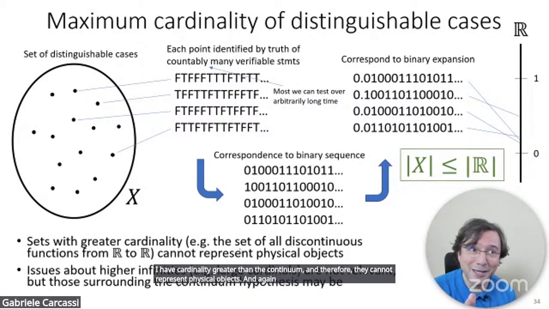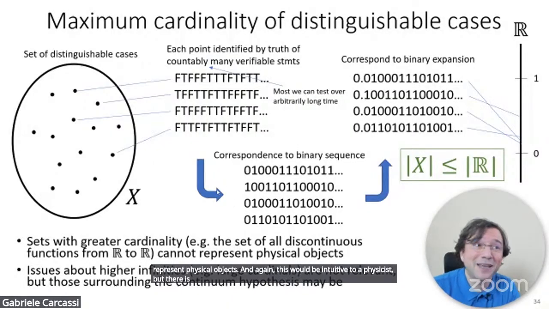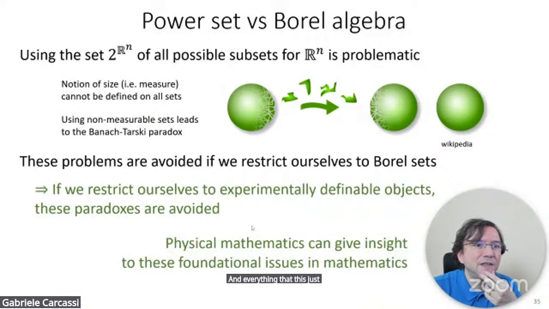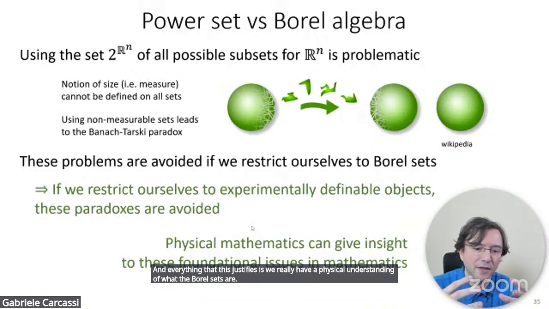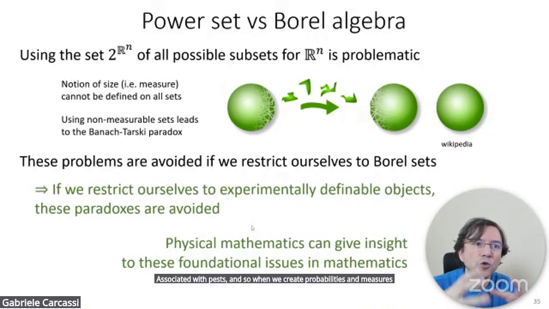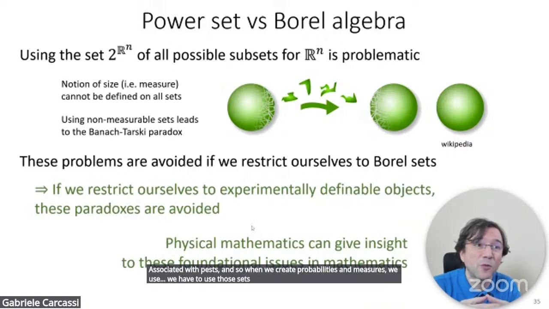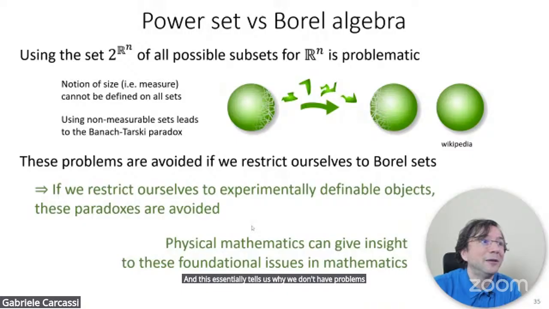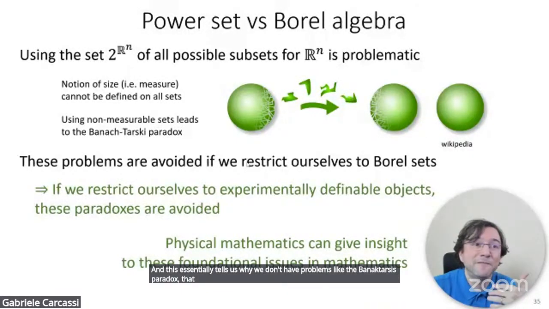And again, this would be intuitive to a physicist, but there is an actual reason. It's not that there is a hodgepodge. No, there is a precise reason why that's the case. Another thing that this justifies is that we really have a physical understanding of what the Borel sets are: the sets that have associated tests. And so when we create probabilities and measures, we have to use those sets, because those are the ones that are physically meaningful. And this essentially tells us why we don't have problems like the Banach-Tarski paradox that there is in math, and physics is sort of protected by that, because we don't use all the sets.